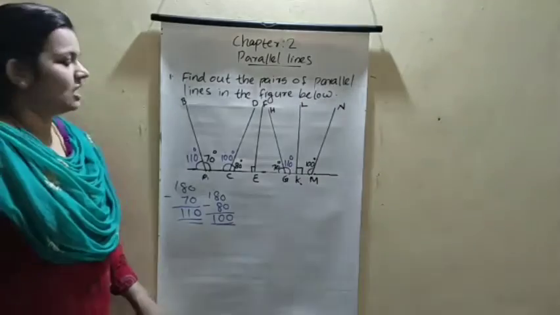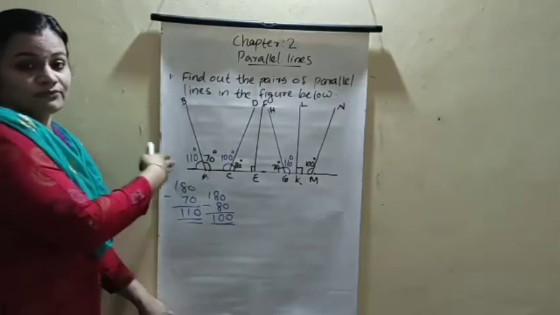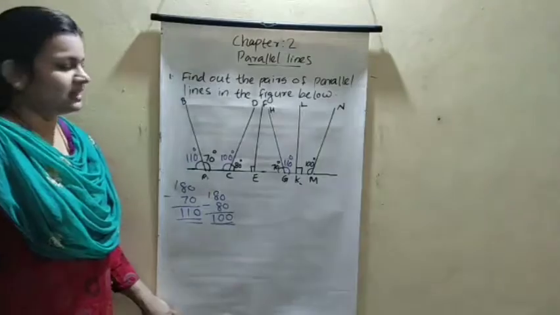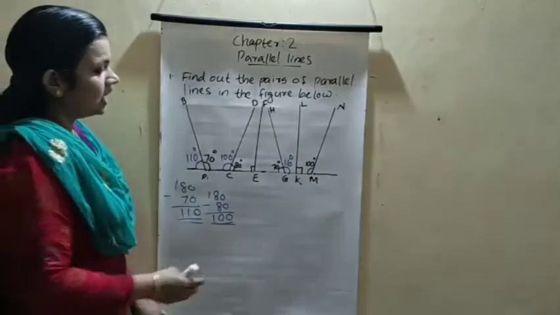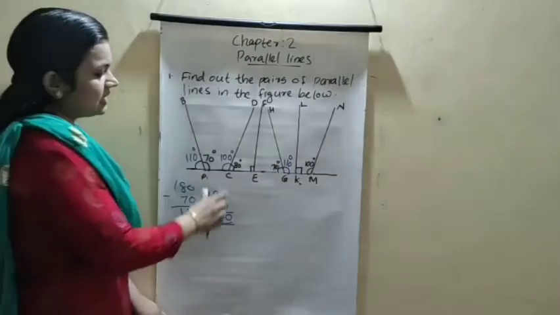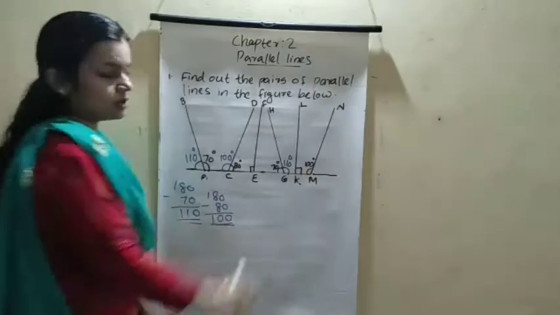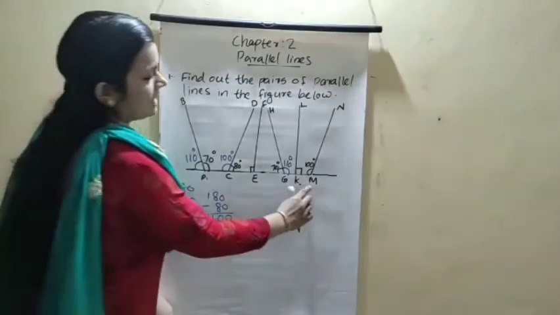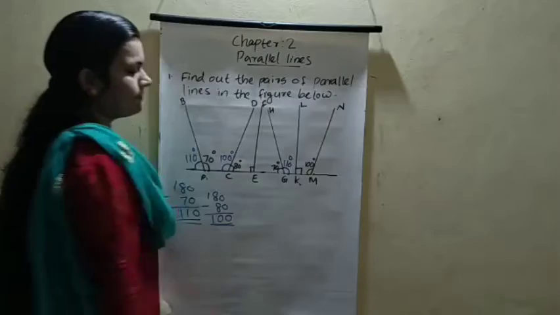Understood? That's why we have to find out the measurement. We got a 100 degree here. Then again, only 100 degree is also given here. Then the line is MN. MN.